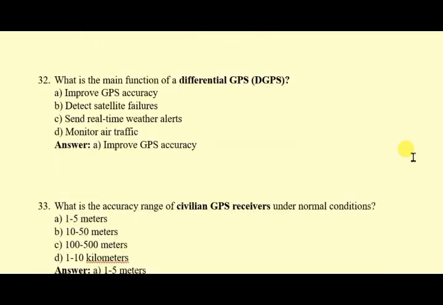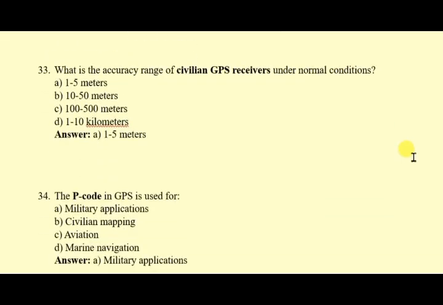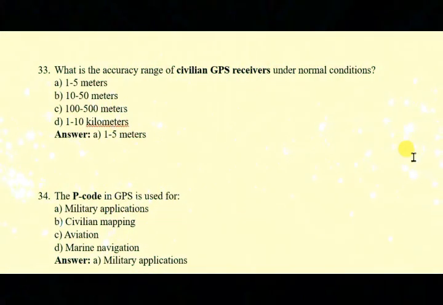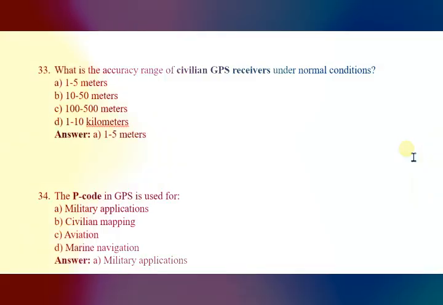What is the main function of a differential GPS or DGPS? Improve GPS accuracy, detect satellite features, send real-time weather alerts, monitor air traffic. Improve GPS accuracy. Question number 33. What is the accuracy range of civilian GPS receiver under normal conditions? 1 to 5 meter, 10 to 50 meter, 100 to 500 meter, 1 to 10 kilometer. 1 to 5 meter.